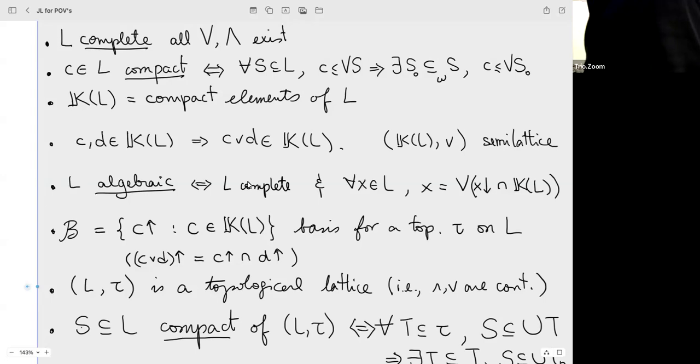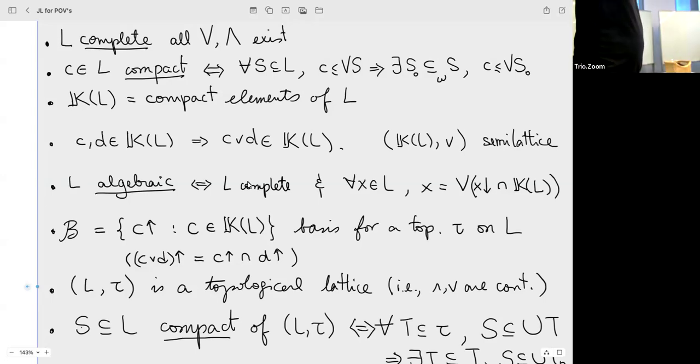One nice property of compact elements is that it is a set that is closed under joins, so it is a join semilattice. This is true because if you cover the join of two, then in particular you're covering each one of them, and from each one of those you can extract a finite subset, you put them together, and you still have a finite subset. We say that a lattice is algebraic if it is complete, and moreover, every element is the join of the compact elements that are below it.